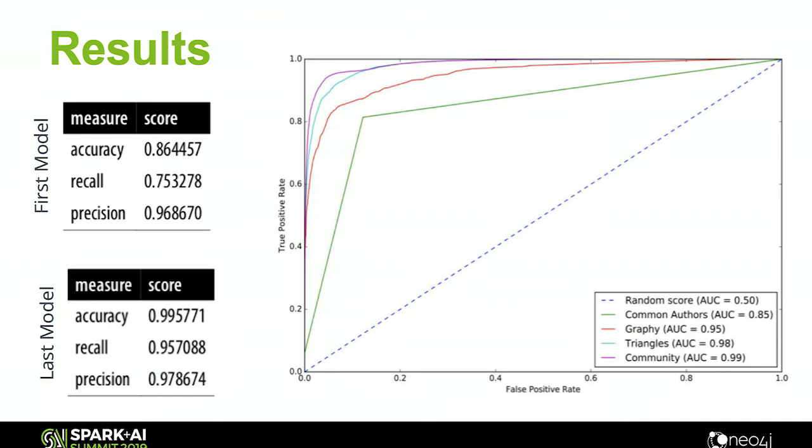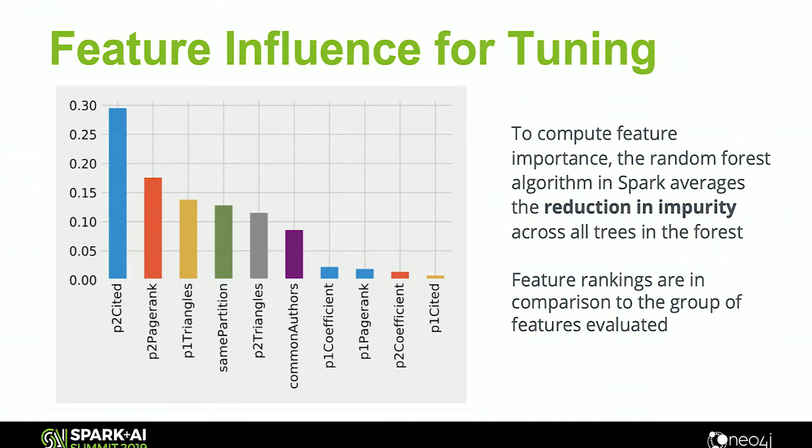You'll go through an iteration cycle. One of the things to do when you iterate is to look at the feature influence when you're tuning. So I mentioned the whole feature selection. Another thing to do is use the Spark random forest algorithm to take a look at the influence of your different features in each model. Far and to the left is P2 cited, so those are papers that are citing each other. If you're citing each other in the past, go figure, you're likely to cite and collaborate in the future. Not shocking, but that represents something that a domain expert might be able to tell you.